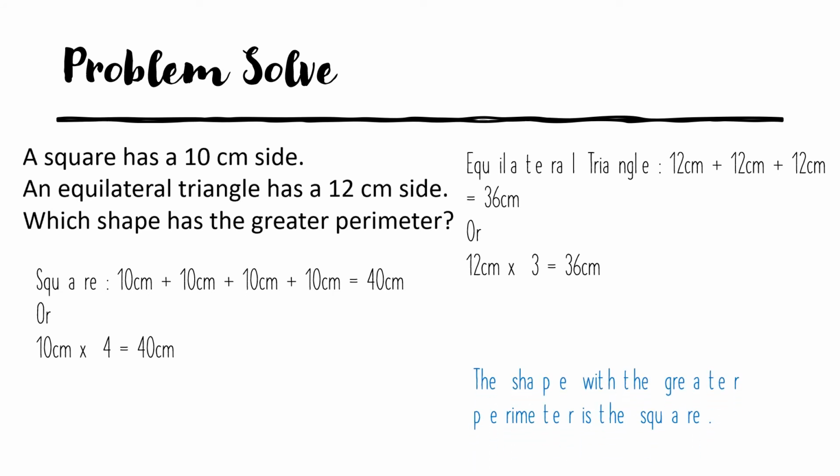So the shape with the greater perimeter is the square, because the square has a perimeter of 40 centimetres, which is 4 centimetres greater than the equilateral triangle. Well done, Amington Heath. You are doing a fantastic job. I'm now going to challenge you to an even harder problem. Are you ready for the job? Well done. I knew you would be.